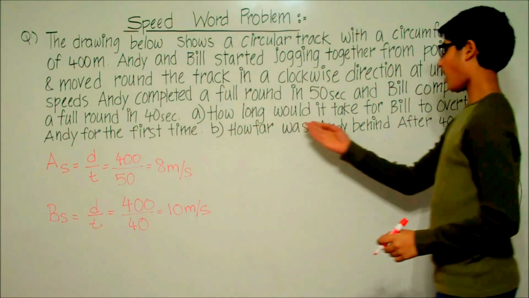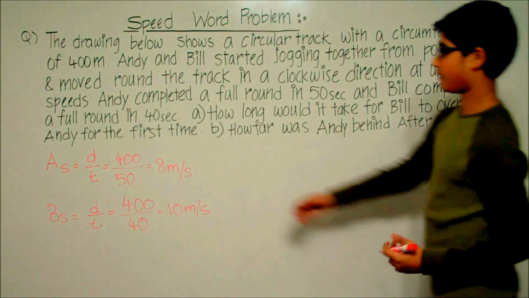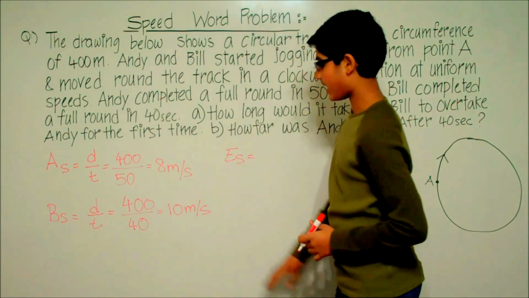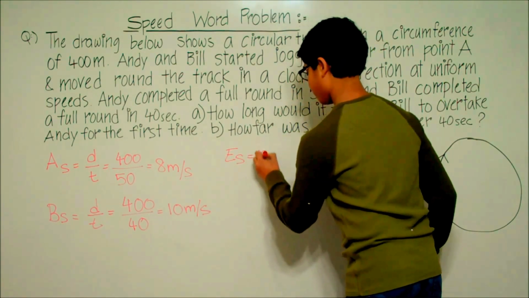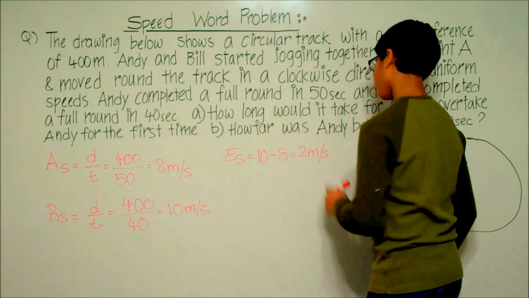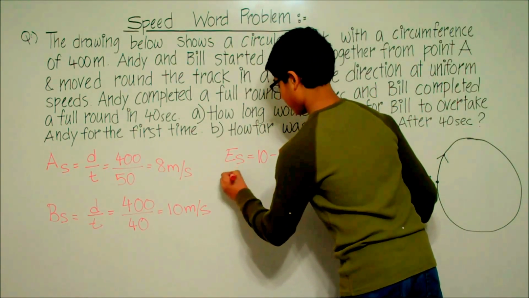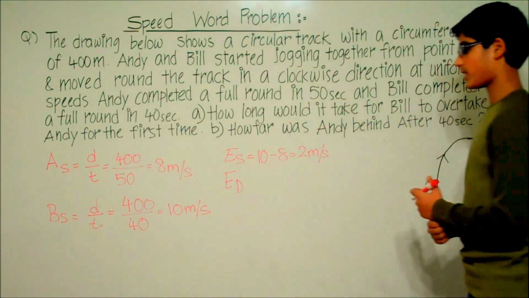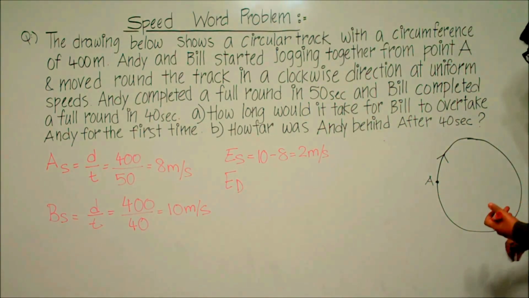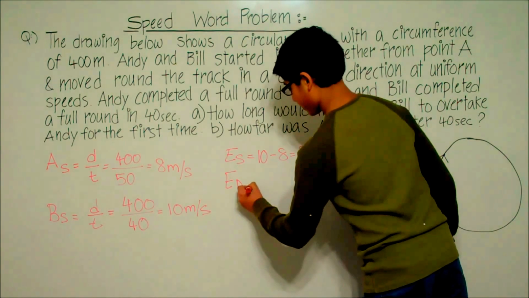Now we need to find out how long it would take for Bill to overtake Andy for the first time. So let's first find the extra speed that Bill has. The extra speed he has is 10 minus 8, which is equal to 2 meters per second. Now let's find the extra distance he has to cover to overtake Andy for the first time. To overtake Andy, he has to travel 400 meters, or the whole track, more than Andy. So 400 meters.